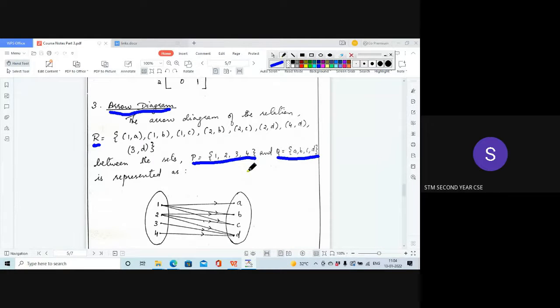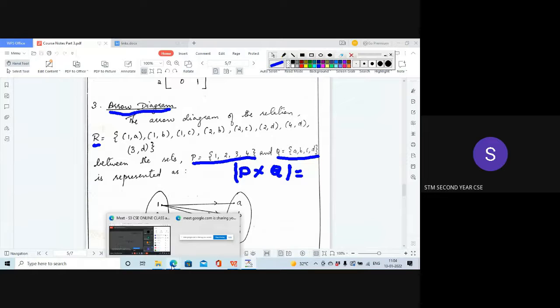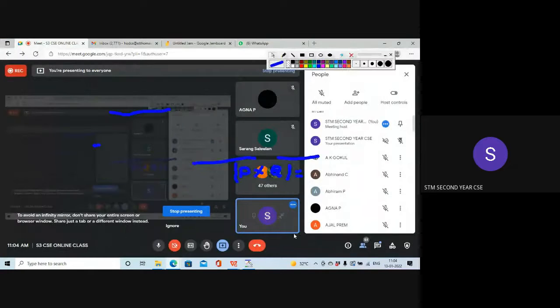So how many elements will be there in P cross Q? What is the cardinality of P cross Q?